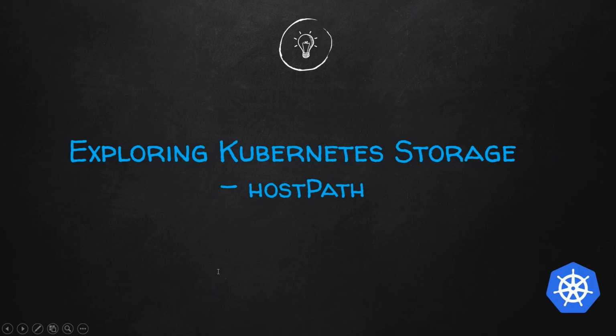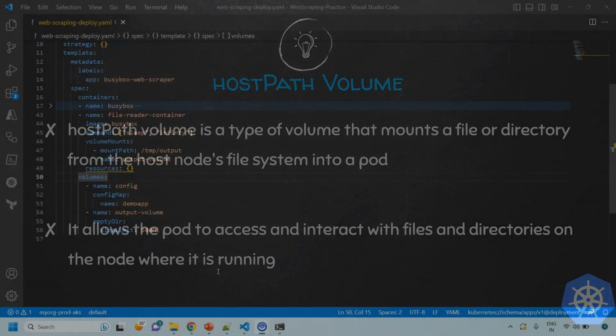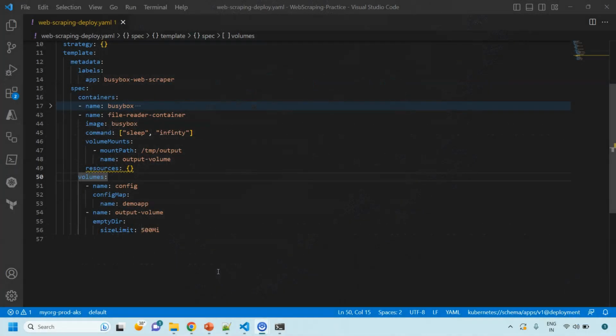Host path volume is a type of volume that mounts a file or directory from the host node machine's file system into the pod. This can be useful for accessing host node resources from within a pod, as well as for sharing data between containers running on different nodes. Okay, in that case, your next question, I'm sure, would be how it is different from emptyDir.